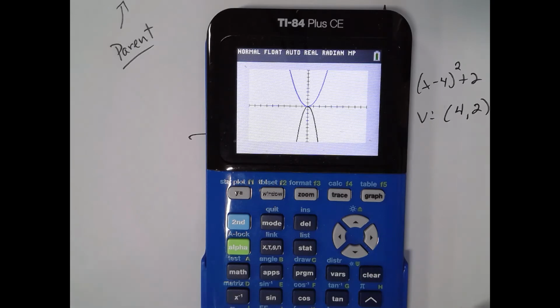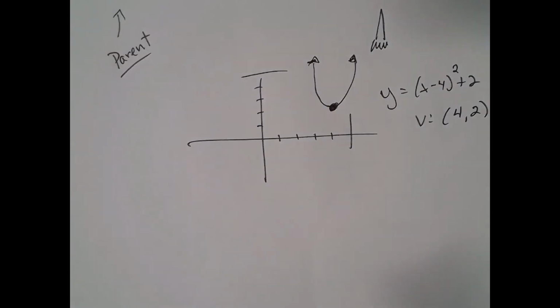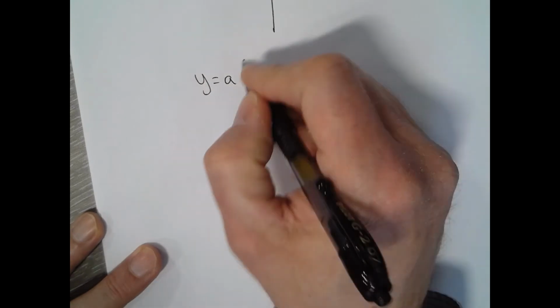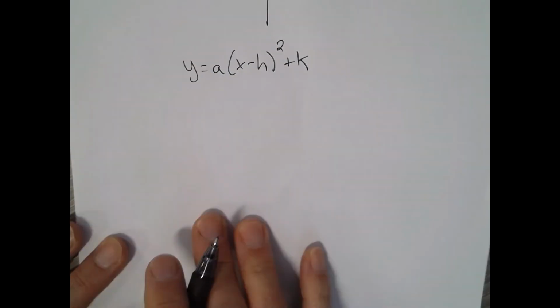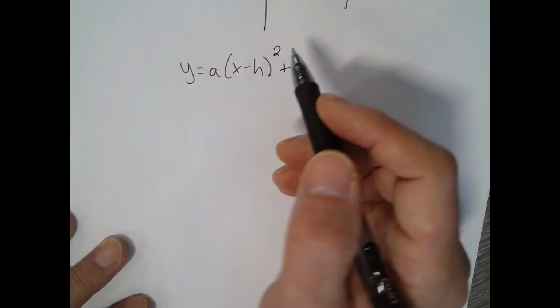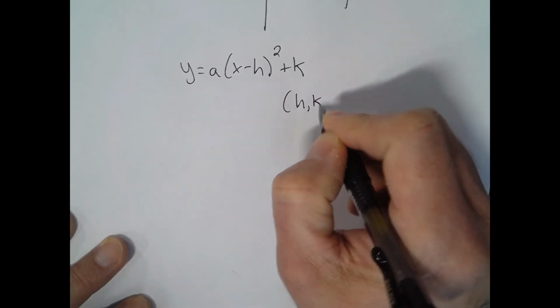Okay, so that's a lot of information. That's like a week's worth of information on parabolas. I'm going to summarize it with a general formula. You might want to write this down. y equals a times (x minus h) squared plus k. We're just assigning a letter to each of these. It's the general formula for a parabola. The point (h, k) is the vertex.